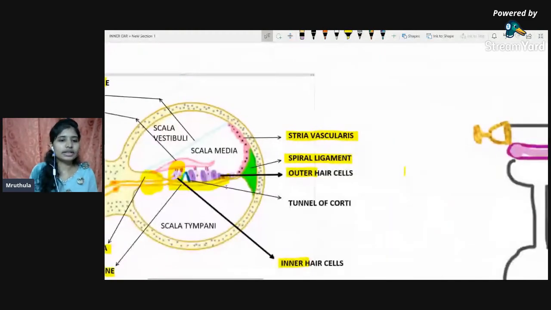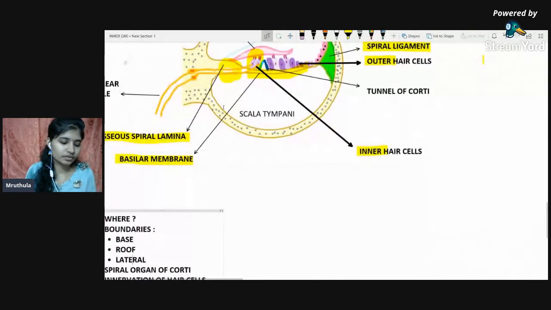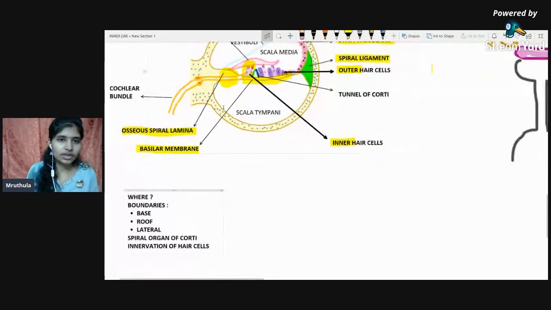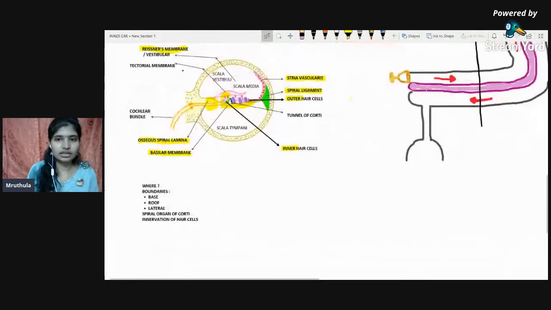And one more thing, we need to know the innervation, right? You can see the cochlear nerve here. The cochlear nerve is mainly arising from the inner hair cells. 95% of the cochlear bundle fibers are arising from the inner hair cells and only 5% from the outer hair cells. So that's the cochlear bundle, right?